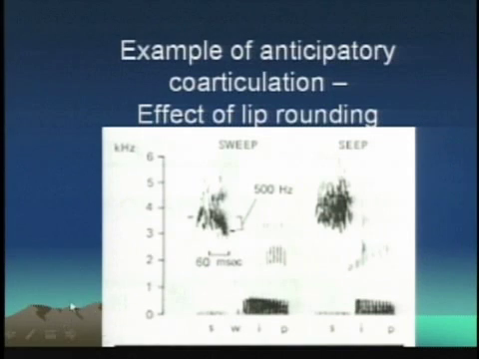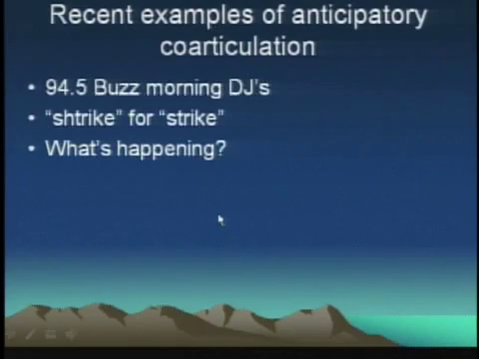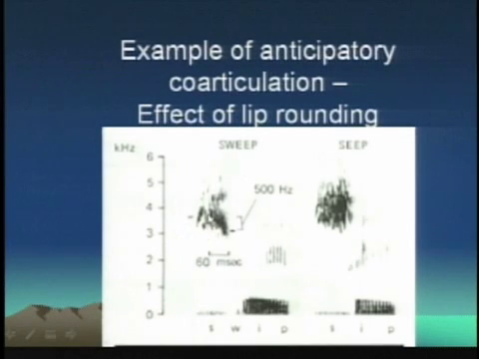So here we've got some examples. This one's a little bit not as clear-cut as it might be. Here is the seep. And what you're looking at here is the frequency concentration of the S, right? So we know that S is noise, but we also know that noise has a frequency concentration anyway. And you can see here that we have the frequency concentration for S going into seep. And here we have the frequency concentration of S going into sweep. You can see that it's lower. It's lower because we've rounded the lips already.